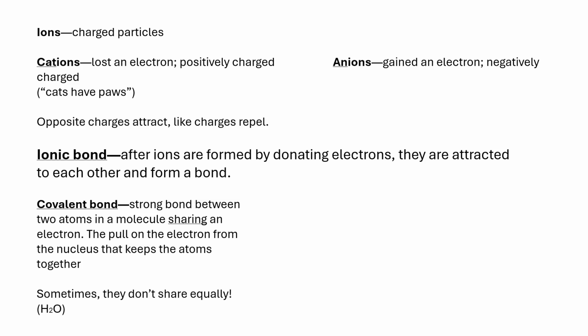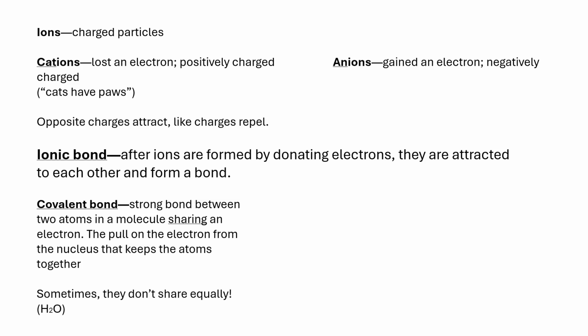Sometimes they don't share equally. Water is an example of this. The hydrogen and oxygen atoms in water don't share their electrons evenly. Oxygen is a little bit of an electron hog. This type of bond can happen with a couple of other elements as well, but we're really going to focus on oxygen.